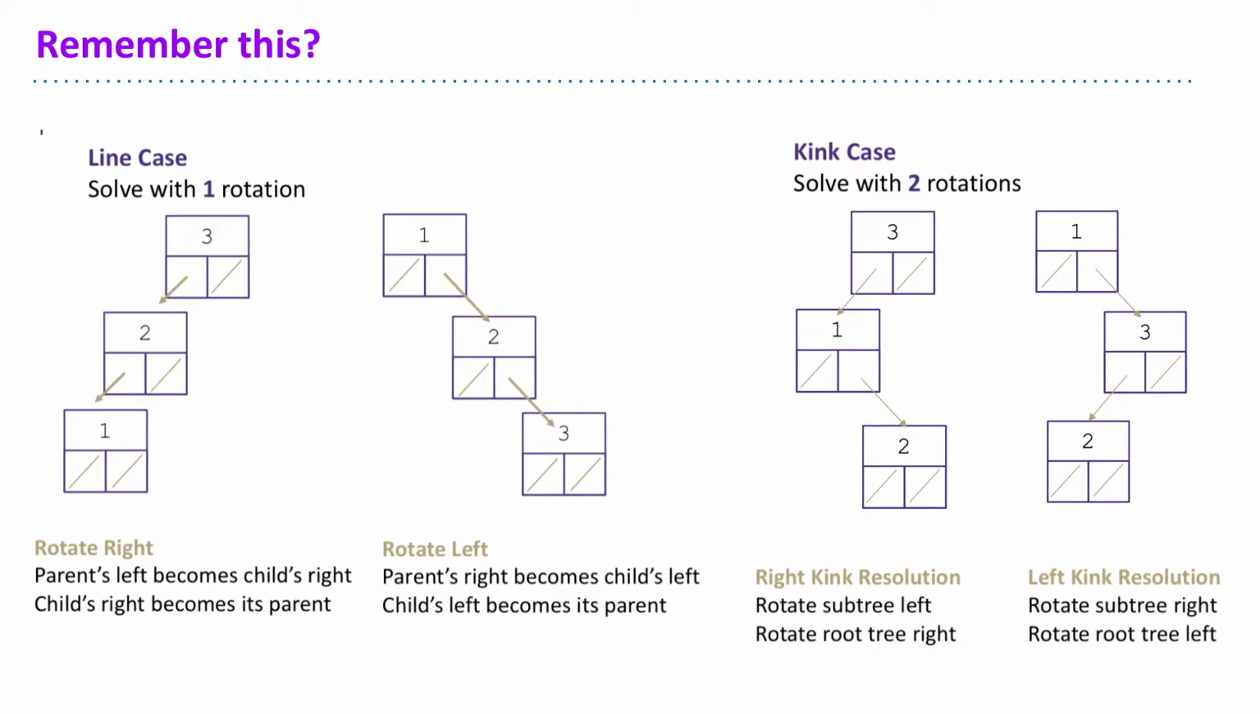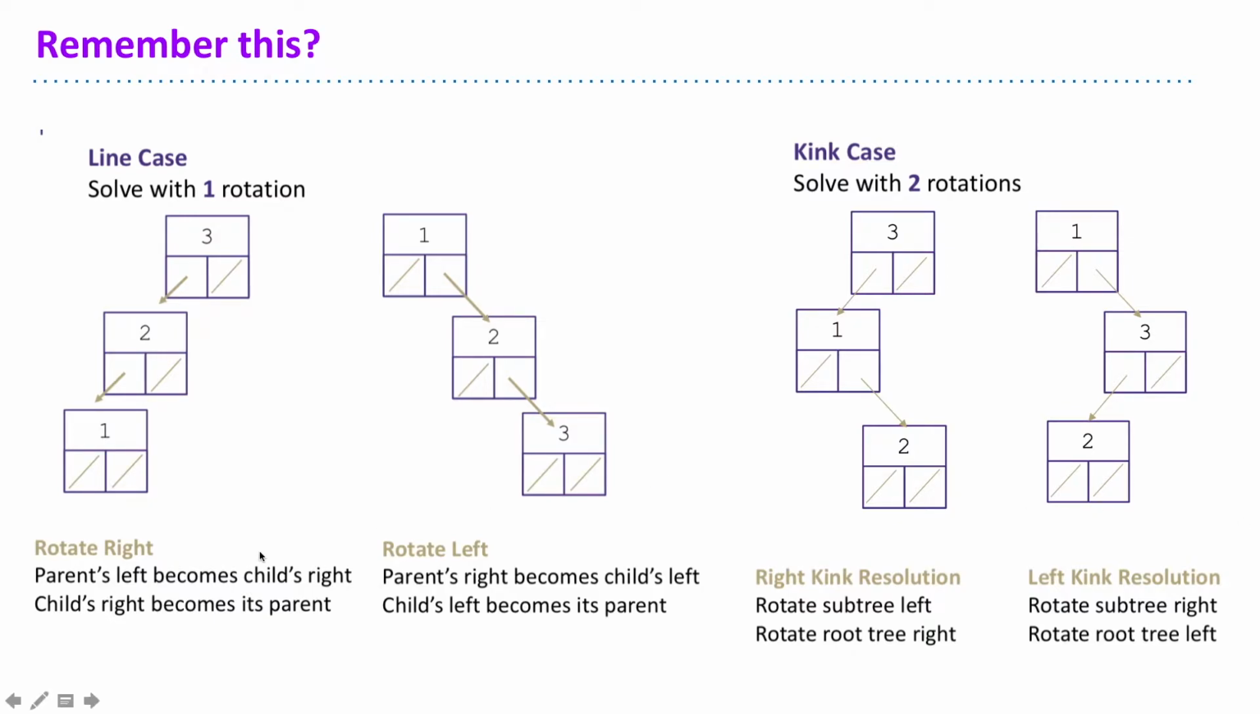There's two ways that we can end up in the line case. The first way is if the element that we inserted is located in the left subtree of the parent's left child. So that's the picture on the very left. And the second way is if the element that we inserted is located in the right subtree of the parent's right child. Each of these cases can be solved by doing a single rotation.